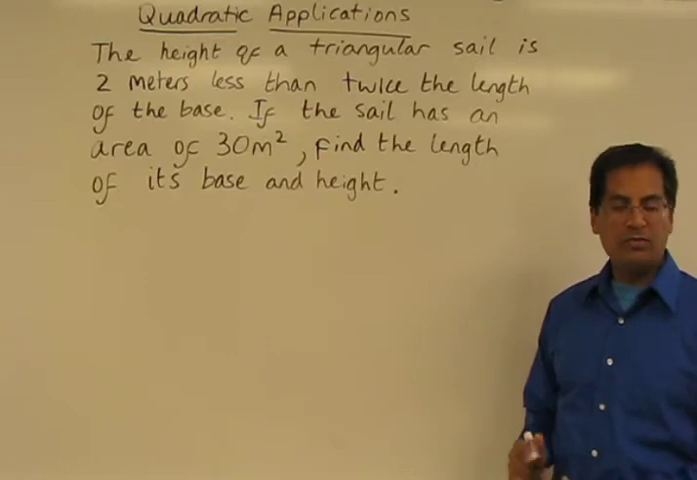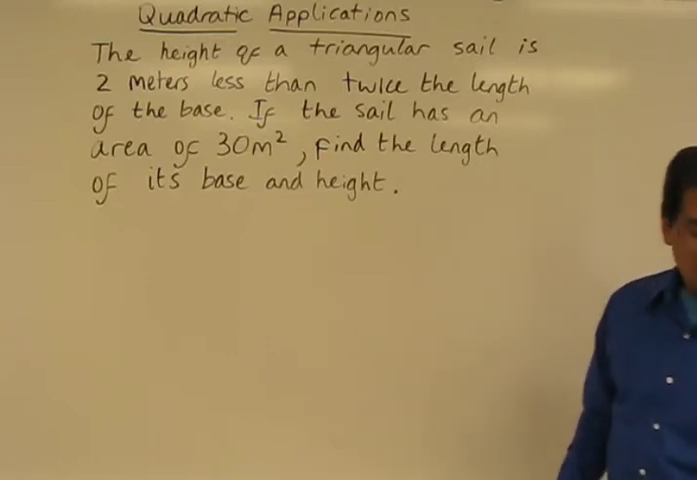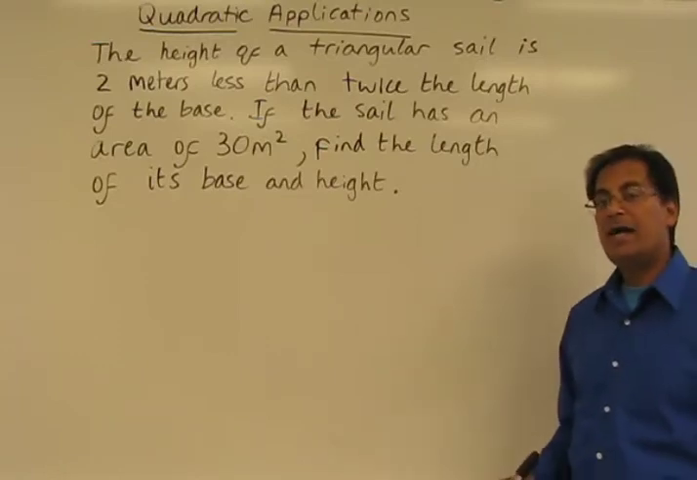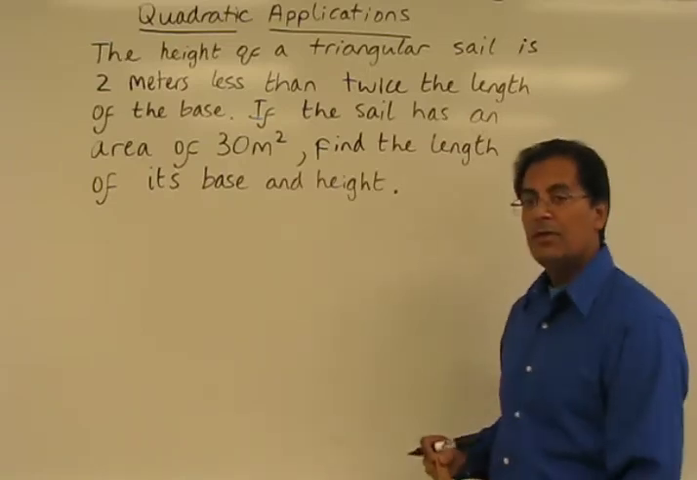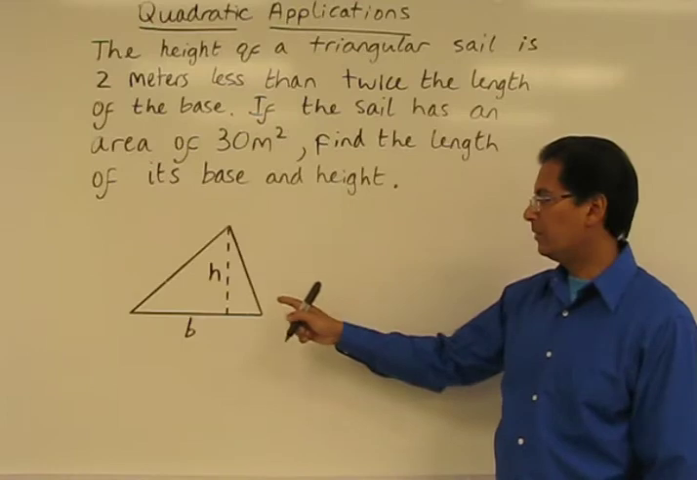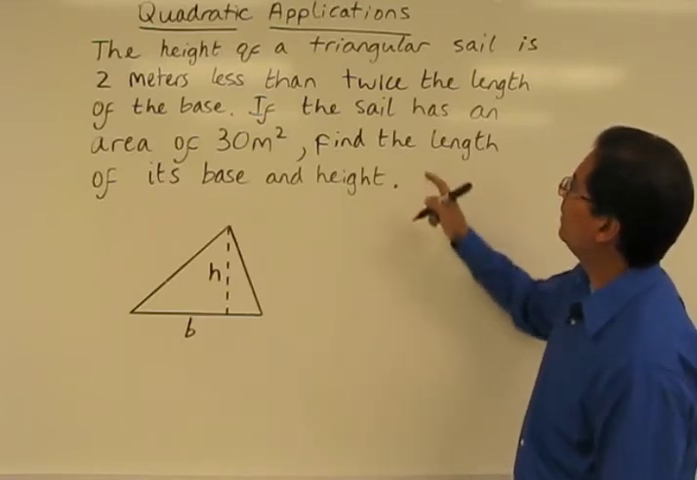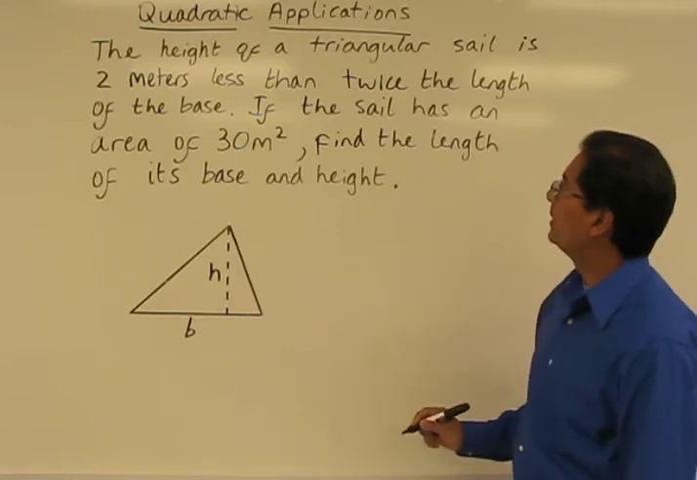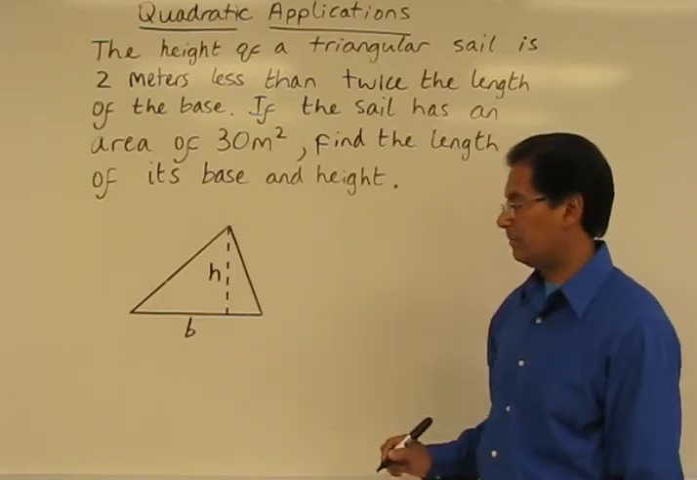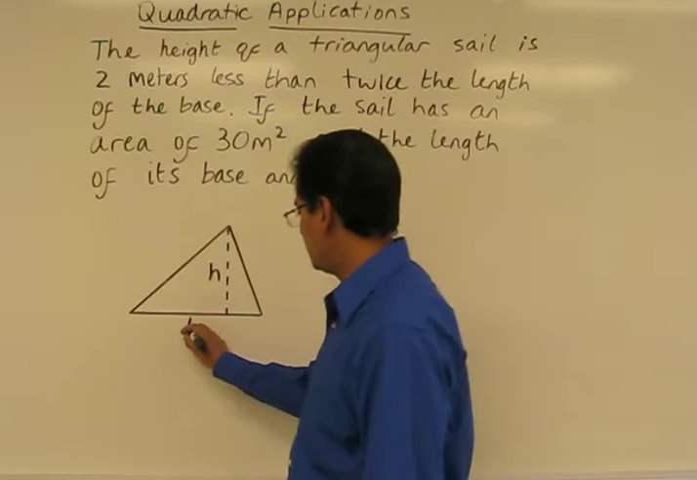Well, the first thing when you're solving an application is you have to define the variable. And actually, even before that, I would draw a diagram. So let's draw a triangle. So here's our triangle. And it says that the height of this triangle is 2 meters less than twice the length of the base. So let's let b equal the base.